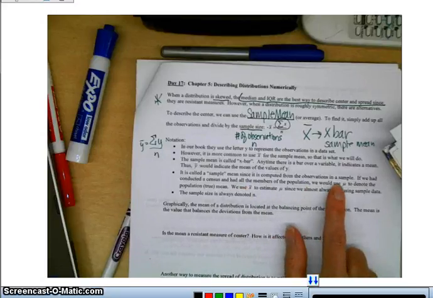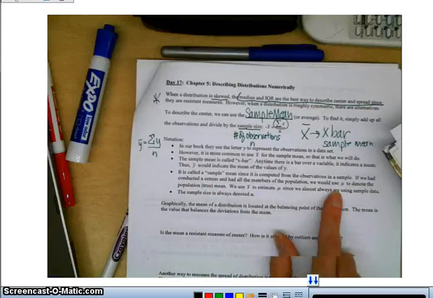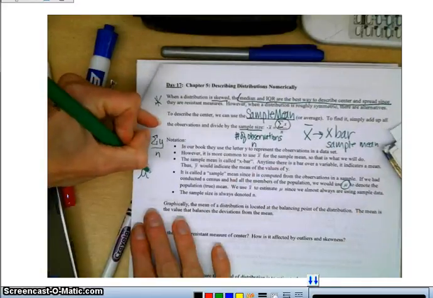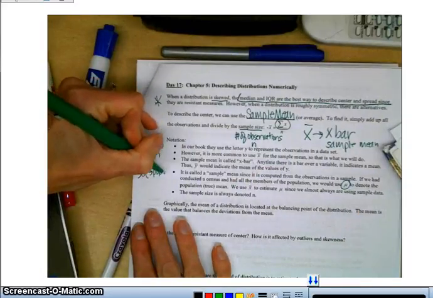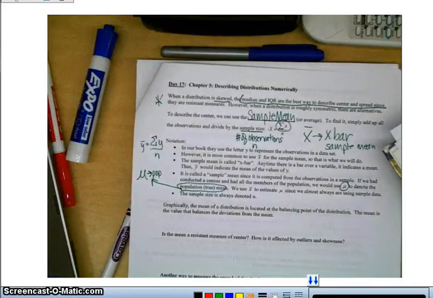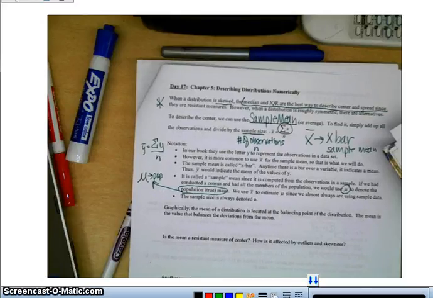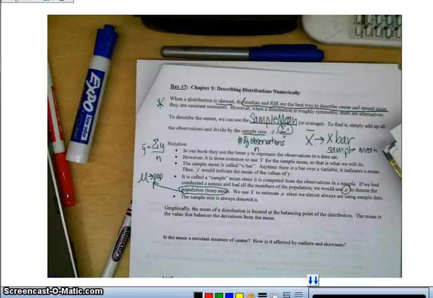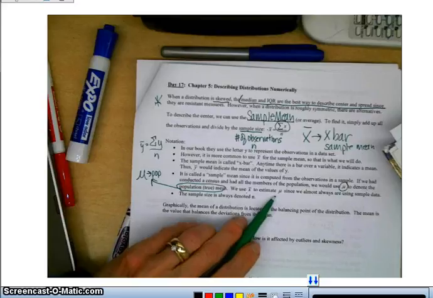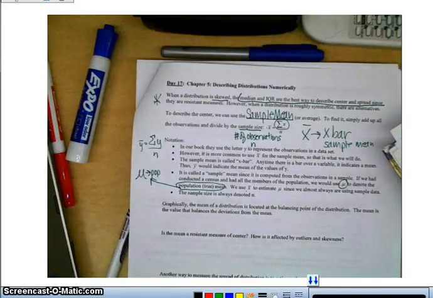And this is very important. If we had conducted a census and had all the members of the population, we would use this mu, which represents the population, the true average. You rarely have a census. You rarely have all the data. You just have sample data most of the time. So we are always going to use X bar to estimate the mu, the actual population mean. It tells you about the sample size.